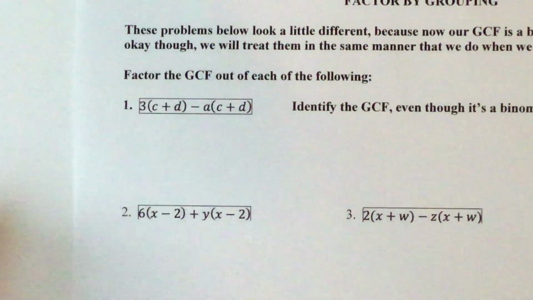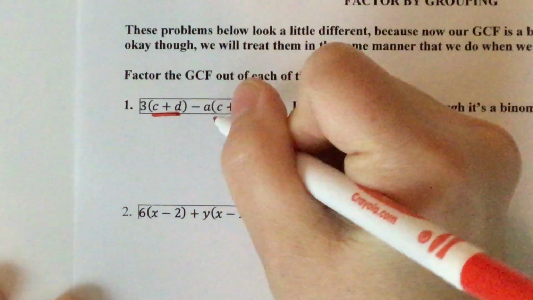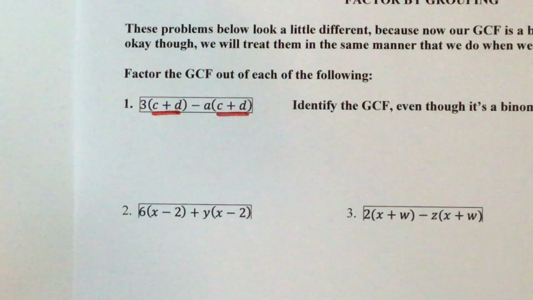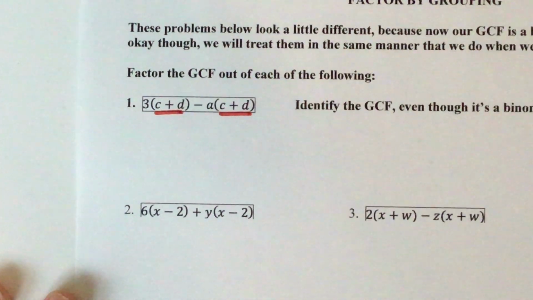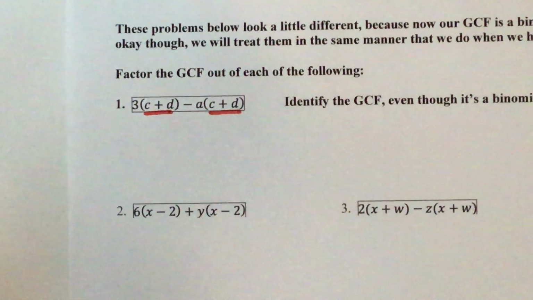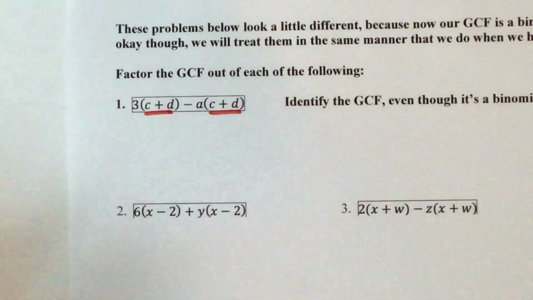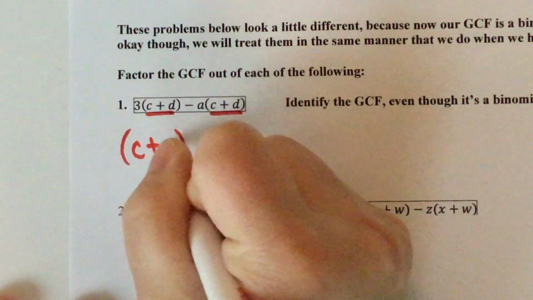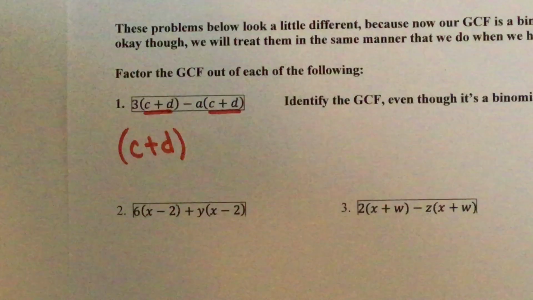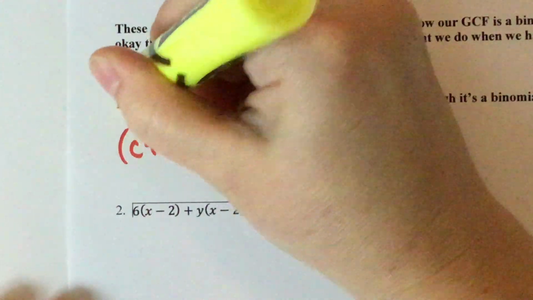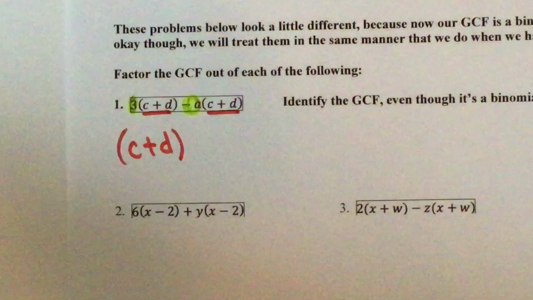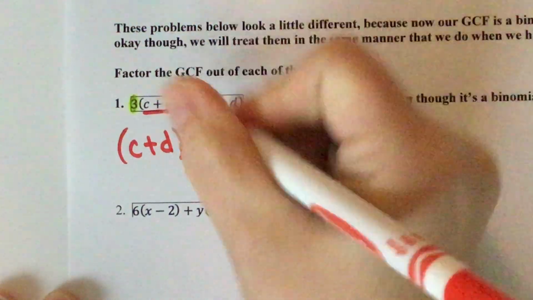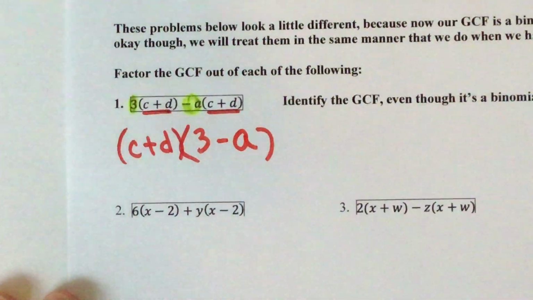It's kind of strange, but this is how it works. Whatever is in the parentheses, it needs to look the same in order for it to be the GCF. If these don't look the same, then this problem is not going to factor by grouping. It's not going to have a GCF. So as long as these are the same, you're going to put it in a set of parentheses. And then whatever's left over, which is the guy in the front and the guy in the middle, that's what's going to go in the other set of parentheses. 3 minus a. And that's my answer.